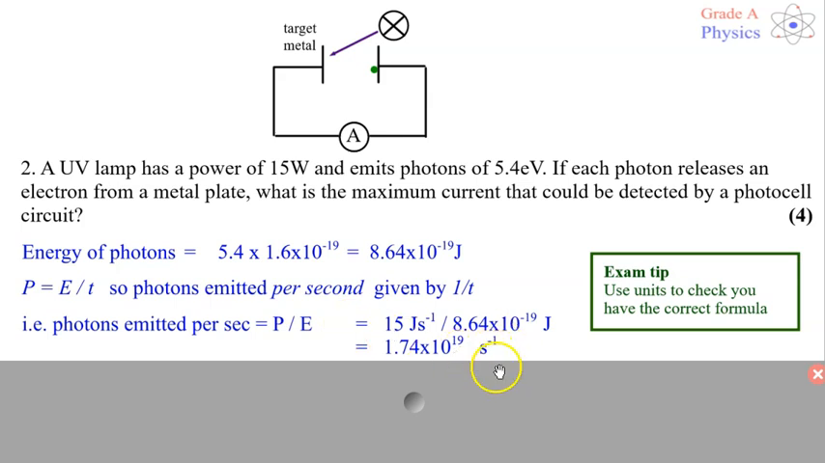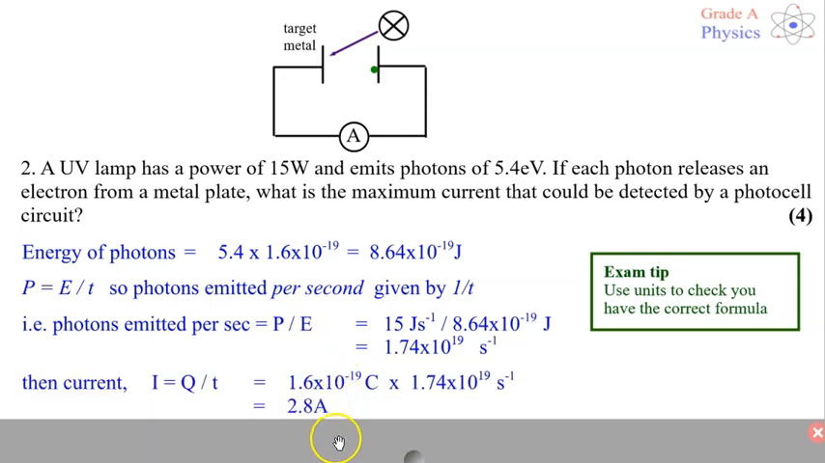The other way of thinking about this is we expect to get a really big number of photons, and the only real sensible way we can combine these two numbers together to give us a big number is 15 divided by the tiny number of joules. So this step here is not intuitive. It's not necessarily clear how to do this with P equals E over T, but this is something you need to be able to do, calculating the number of photons per second.